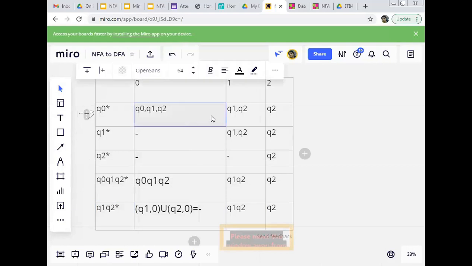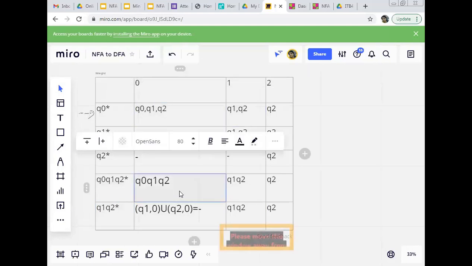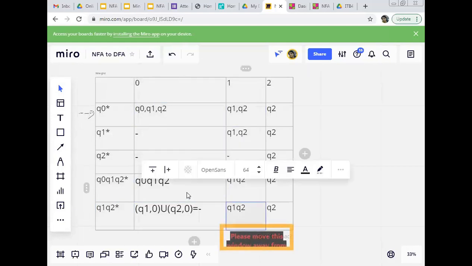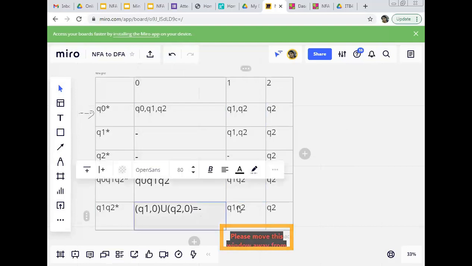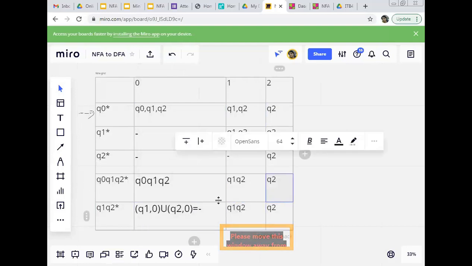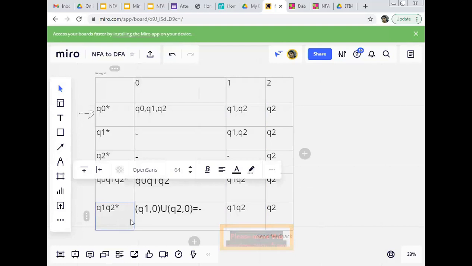Because we have only that combination here. Yahan tak apna NFA tha, right? So we saw that Q0, Q1, Q2 ka combination hai yahan pe, aur Q1, Q2 ka combination hai yahan pe. To humne sirf wo do liya. And then again we checked, do we have any other combinations? We don't have any other combinations, so we stopped it here. Is this clear, Ojas?